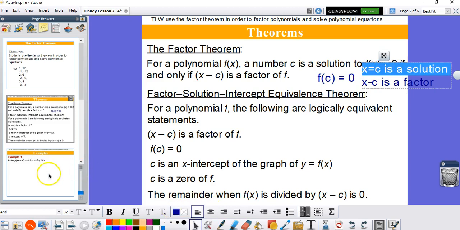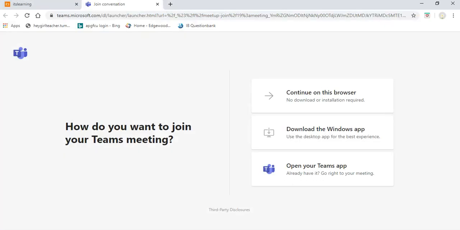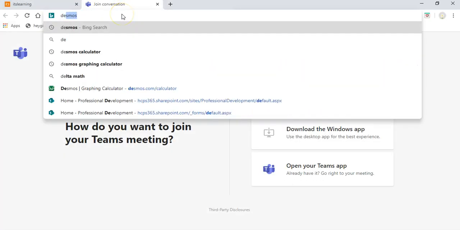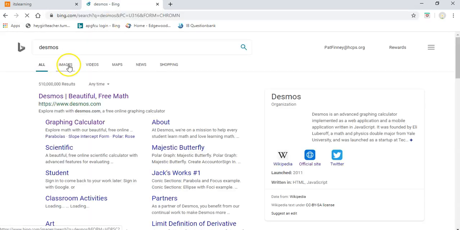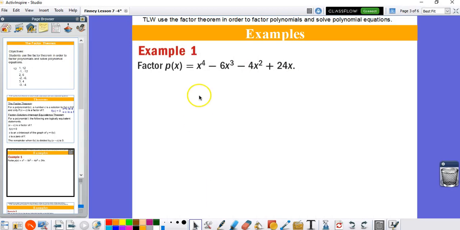Okay, so let's take a look at this particular example. Here we have the example x to the 4th minus 6x cubed minus 4x squared plus 24x, and the directions say to factor. So what I'm going to do is use my tools, and I'm going to go to Desmos. I came over here to Desmos and typed in the equation from my flip chart: x to the 4th minus 6x to the 3rd minus 4x squared plus 24x.